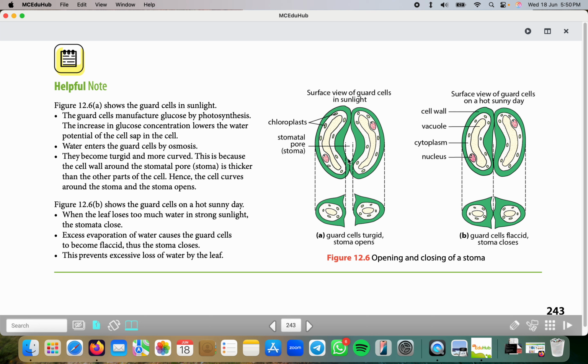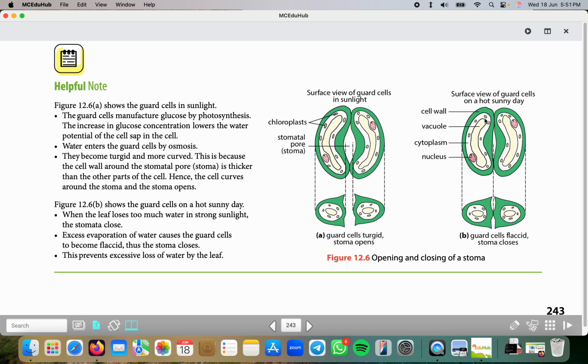And then it will start to curve. And as they curve, we know that the cell wall around the stomata side, this side, this cell wall is actually thicker as compared to our side. So this side thicker, this side thinner. So it will expand in this way like a balloon. And therefore, you increase the size or the width of this stoma. And so the stoma will open.